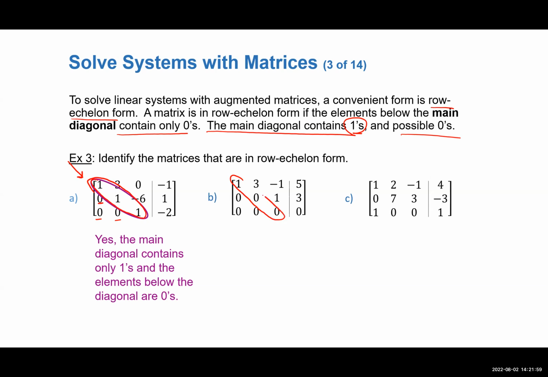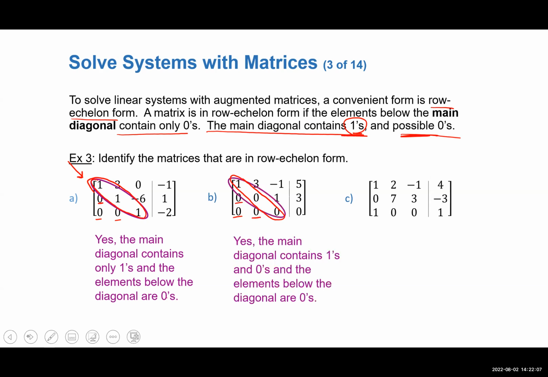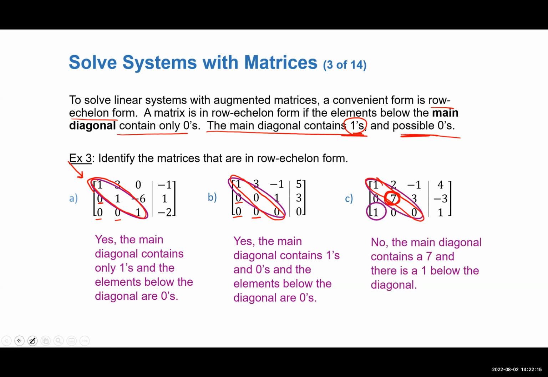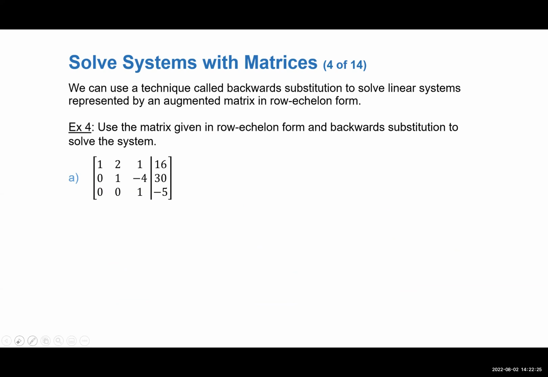In the second one, it's all ones and possible zeros. See that? And all the entries below it are zeros. So that would be yes. Whereas here, the main diagonal has a 7 in it. So unfortunately, this is not in row echelon form. And not only does it have that 7, but it also has this 1 here. And these are all supposed to be zeros. So it's not in row echelon form.